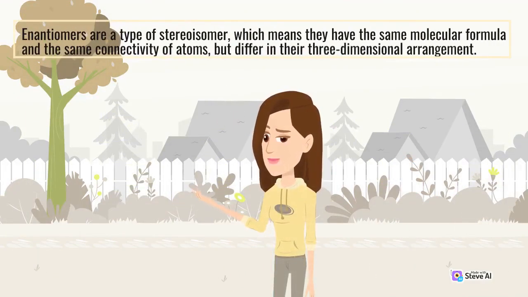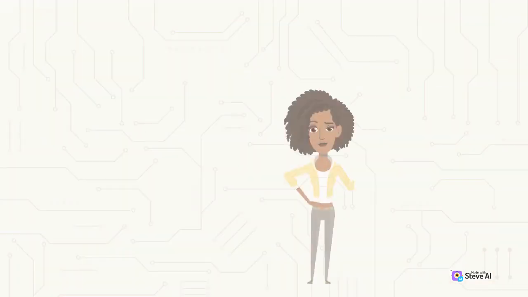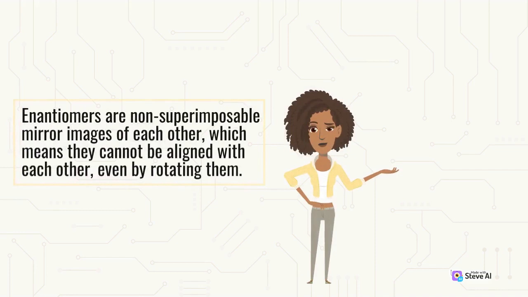Enantiomers are a type of stereoisomer, which means they have the same molecular formula and the same connectivity of atoms, but differ in their three-dimensional arrangement. Enantiomers are non-superimposable mirror images of each other, which means they cannot be aligned with each other, even by rotating them.